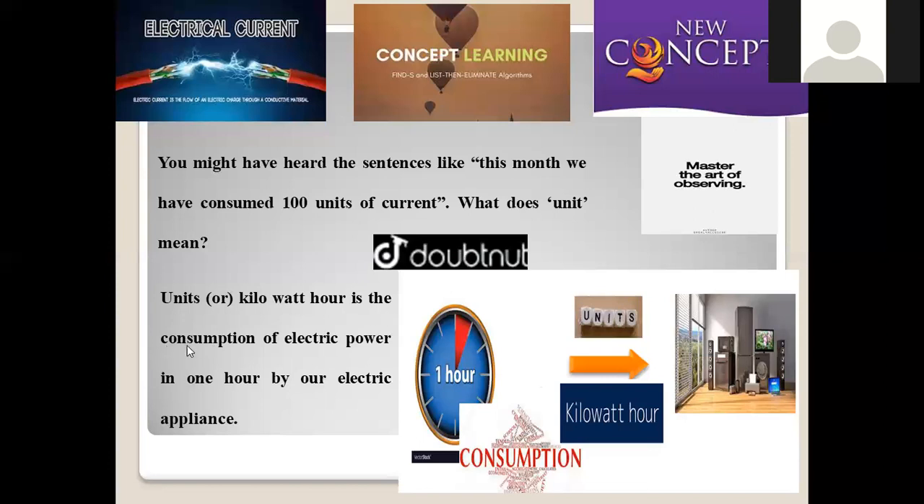A unit, the kilowatt hour, is the consumption of electrical power in 1 hour by electric appliances. So here, these are the devices we use for household purposes. We may use a refrigerator, washing machine, electrical cooker, microwave oven, television, laptops, desktops, air conditioners, so many electronic devices in our daily life. For all these, we are consuming some extent of power, right? How much is consumed within 1 hour is denoted as units, otherwise kilowatt hour. Both are alternative synonyms of one another.